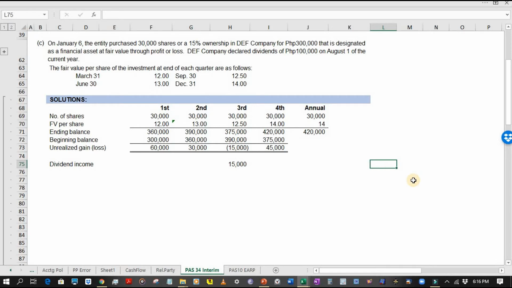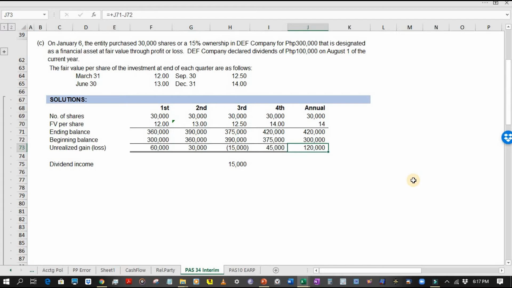So the 420,000 will be compared with the acquisition cost, which is 300,000 pesos. Again, we are computing for the unrealized gain or loss or the fluctuation during the year, which starts at January 1 and ends on December 31. So during the year, from 300,000, it has increased to 420,000 pesos by the end of the year. So we have an unrealized gain of 120,000 pesos.